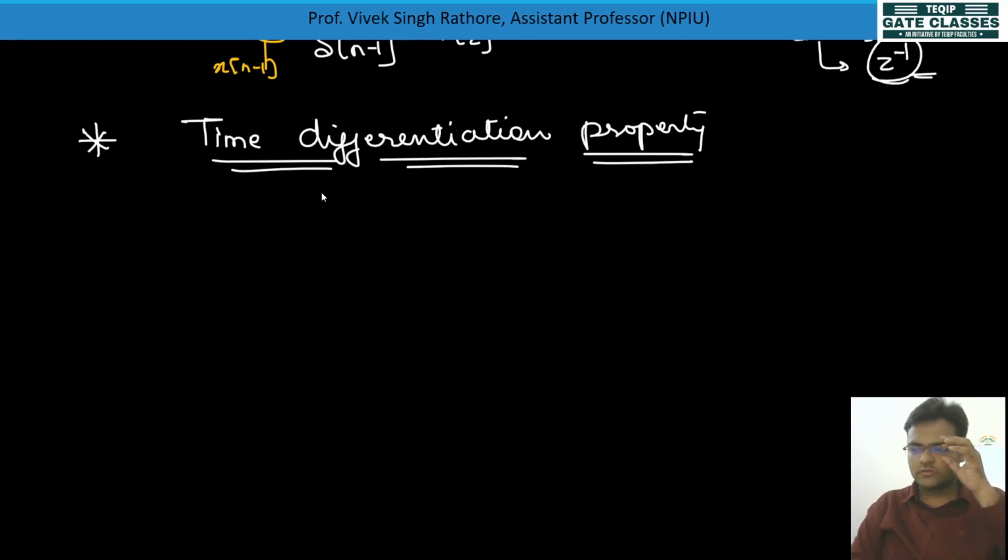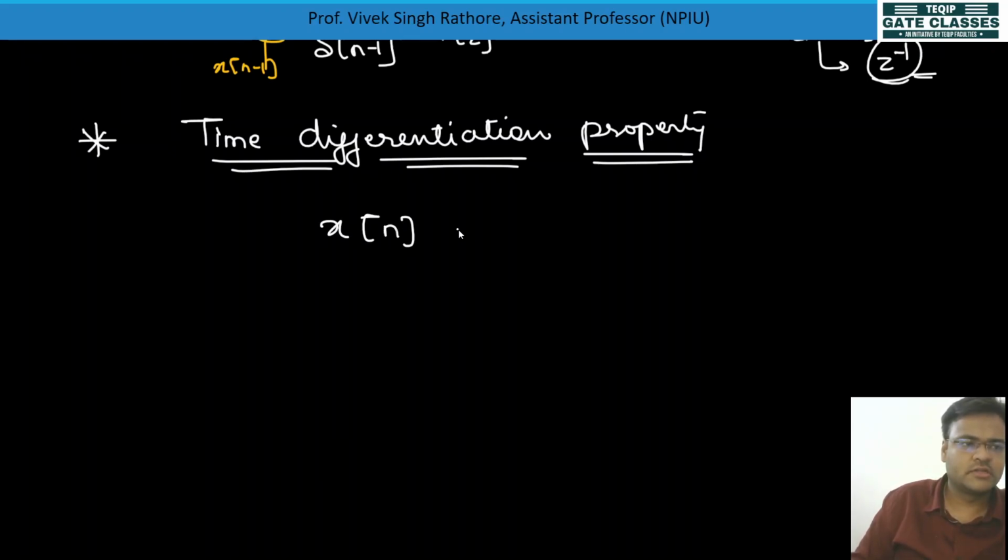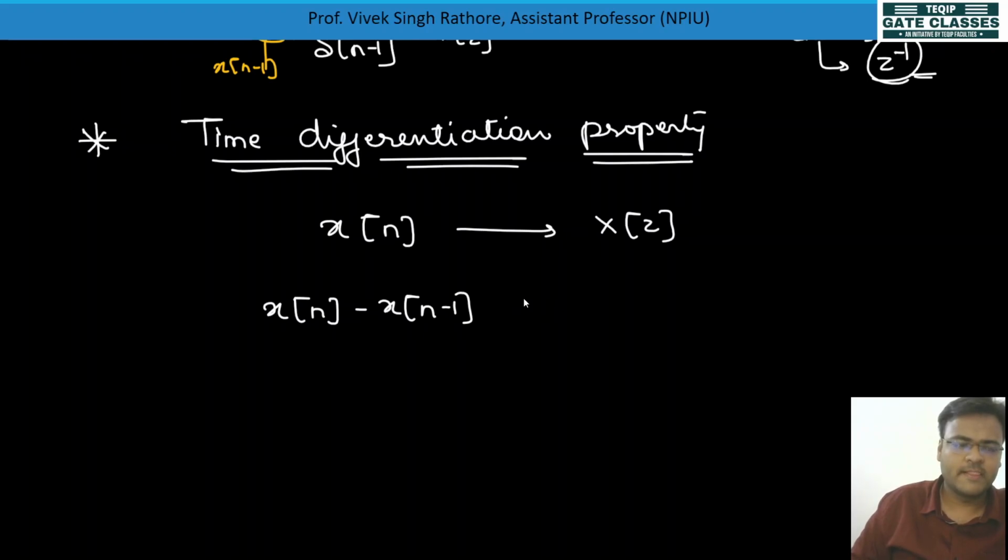Okay, so see, as we are in Z transform, we are talking about discrete time signals. So let's suppose x of n has Z transform x of z. If we do differentiation in discrete time, how will we write it? x of n minus x of n minus 1. Like this we will write differentiation in time, in discrete time.